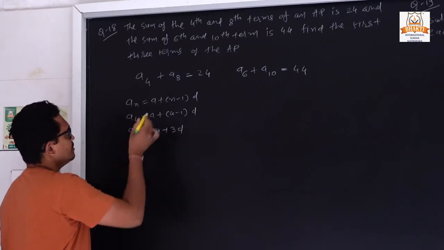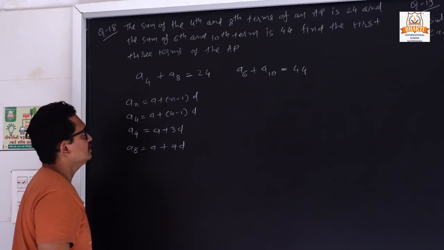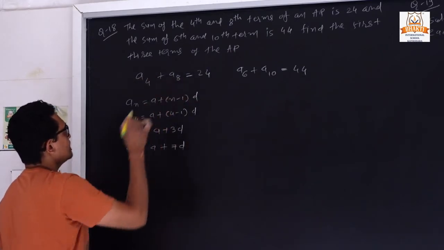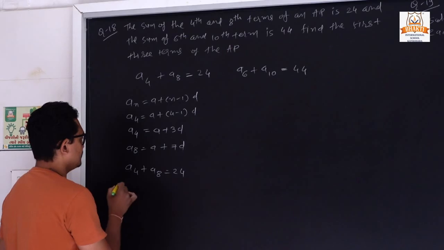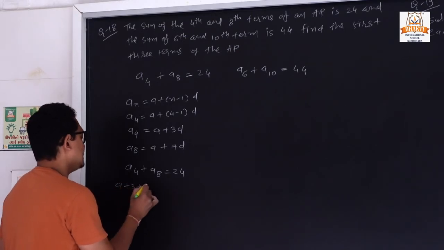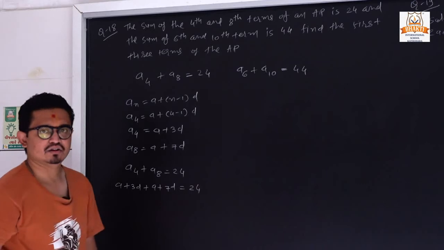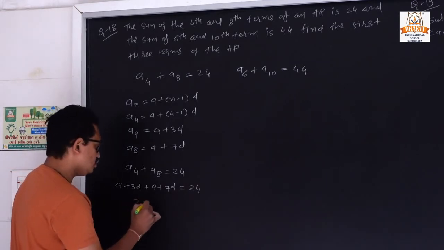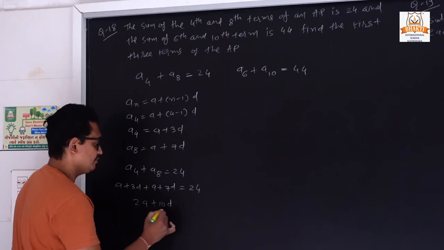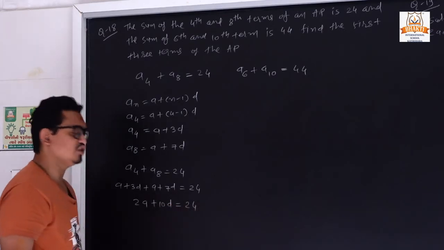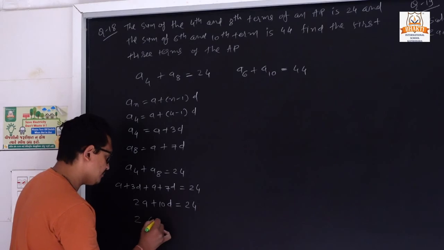A4 is equal to a plus 3d, similarly A8 is equal to a plus 7d. So put both values in our equation A4 plus A8 is equal to 24. So a plus 3d plus a plus 7d is equal to 24. So a plus a is 2a, 7 plus 3 is 10d, it is 24. Now we can take 2 as common.